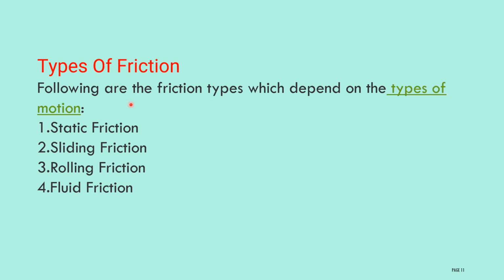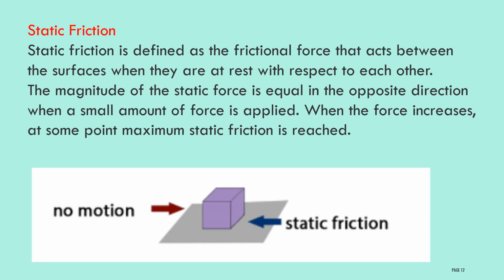Types of friction. Following are the friction types, which depend upon the types of motion. First one is static friction, second one is sliding friction, third one is rolling friction, fourth one is fluid friction. Let us discuss one by one in detail. Let us discuss the first one, static friction.